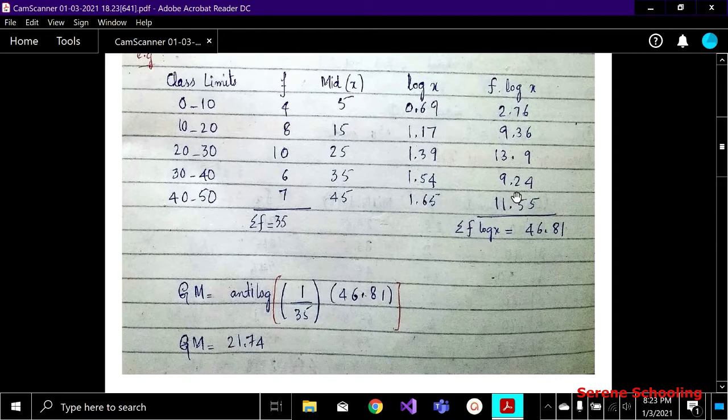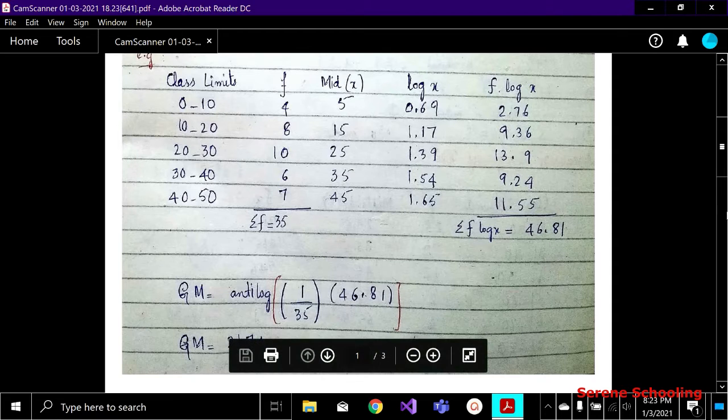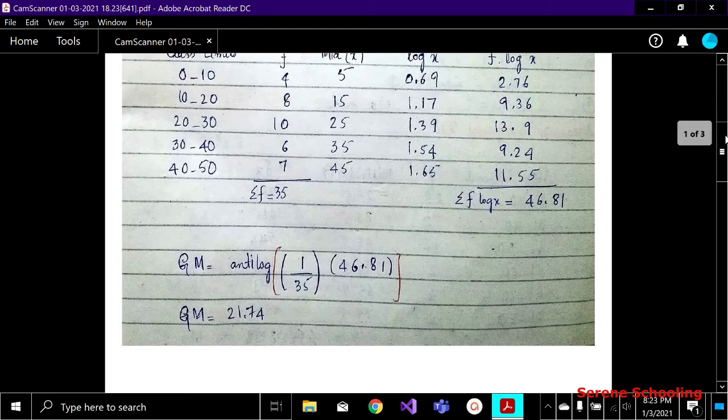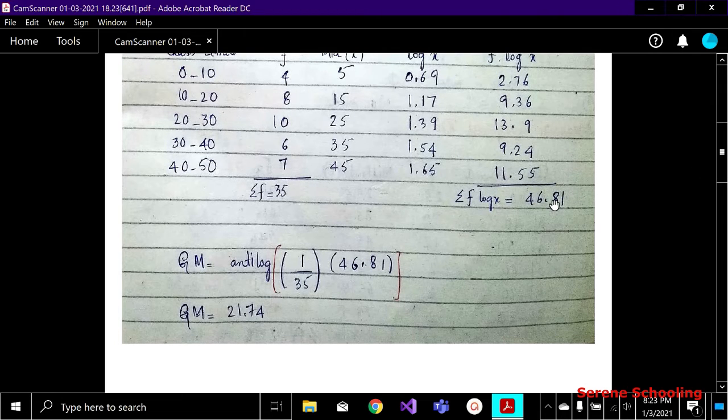And then we have to take what? We have to take the sum of f log x from the formula, right? So take the addition of all these values, that is f log x. This gives us the sum of f log x, that is 46.81. So you can see that the formula was the sum of f log x divided by the total number of values. The sum is 46.81, and the total number of values is 35. First divide these two things and then take the anti-log.